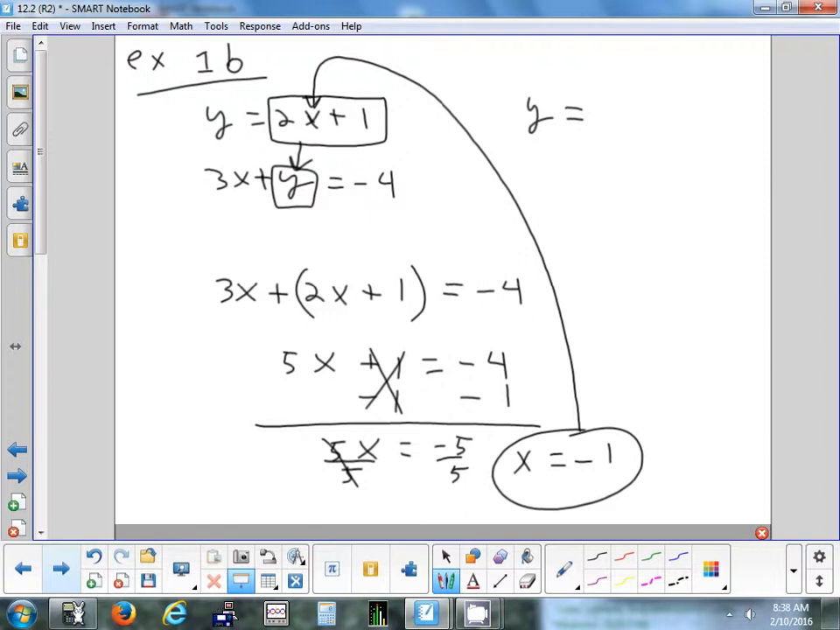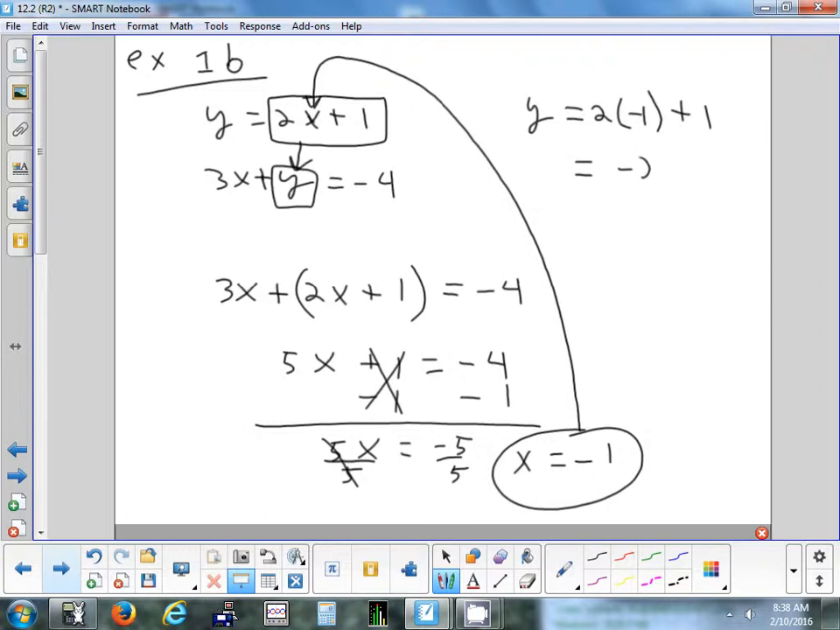y equals 2 times -1, plus 1. Why didn't we just do that to begin with? How come in the first step of the problem, why didn't we just fill -1 in for x? We didn't know it, right? We had to figure it out first, and then we can use it.